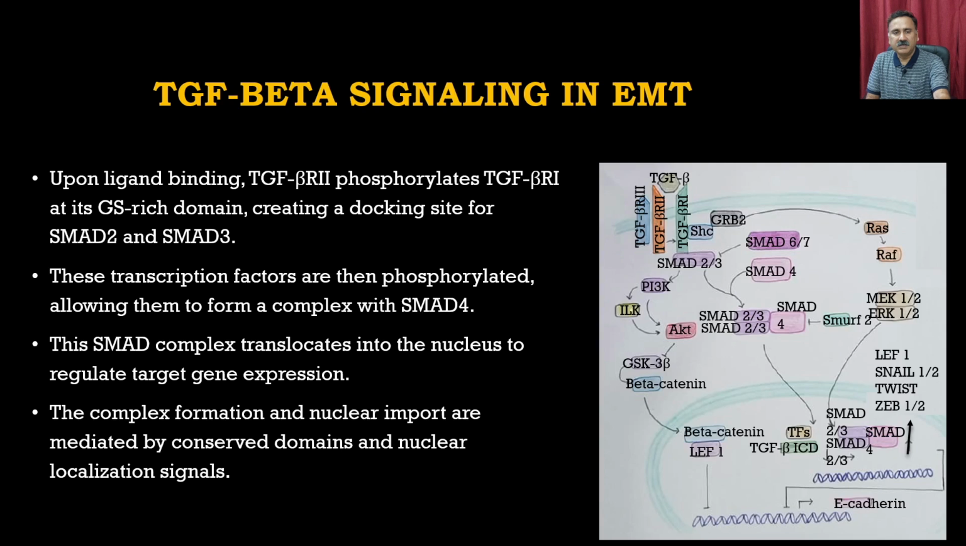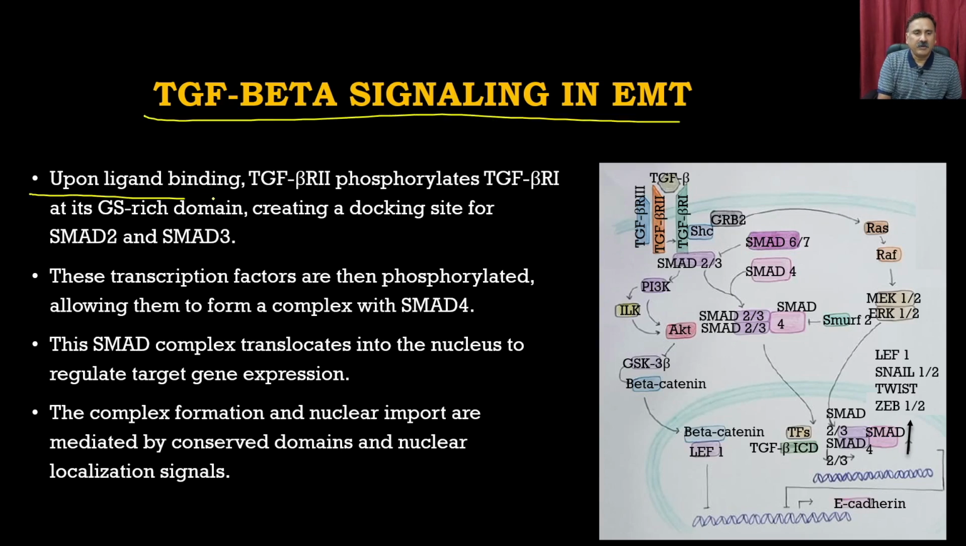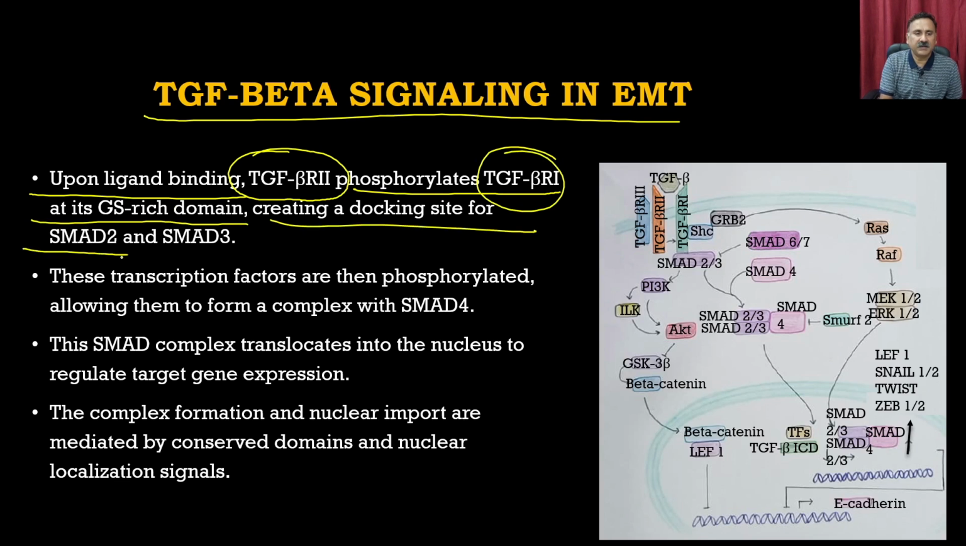So in a TGF beta pathway, upon ligand binding, the TGF beta R2 phosphorylates the TGF beta R1 at its GS rich domain, creating a docking site for the SMAD2 and SMAD3. So this is what is written here, right? So you are going to have the TGF beta R2 and TGF beta R1, and when the TGF beta binds to these receptors, they are going to have the cascade of phosphorylation, where they first generate a docking site for the SMAD2 and SMAD3.